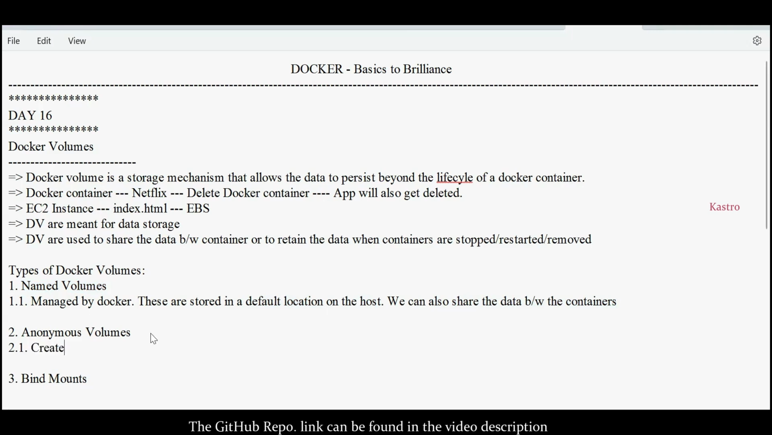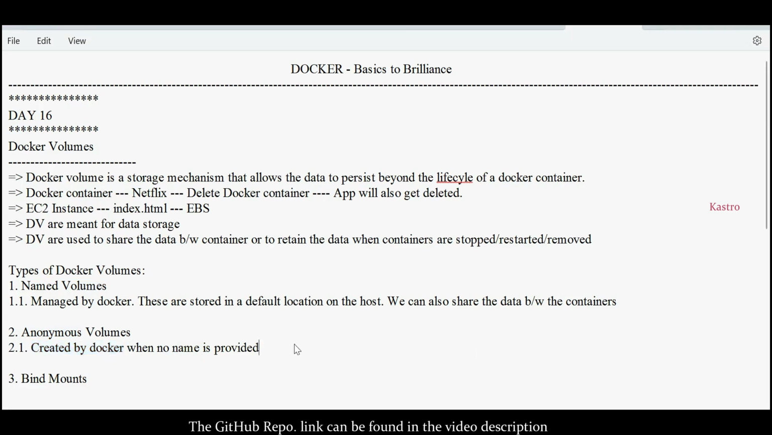These anonymous volumes are created by Docker when no name is provided. Anonymous means their identity is hidden. That means when you don't give any kind of name or naming convention to the Docker volume, that's called an anonymous volume. These are created by Docker itself; we cannot create them.